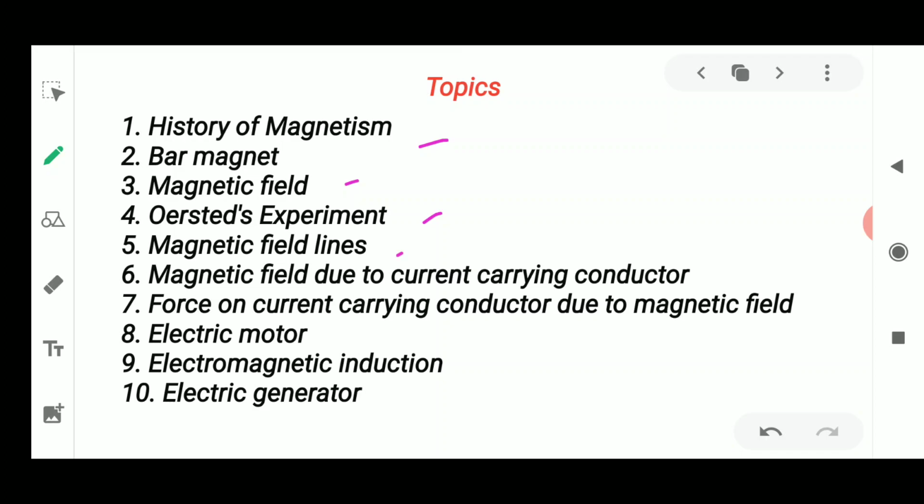Then magnetic field lines we'll discuss, and also the magnetic field due to an electric current carrying conductor. Then force on a current carrying conductor due to magnetic field will also be discussed. Then the electric motor, electromagnetic induction, and then the electric generator. So this electric motor and electric generator are various applications related with this magnetism concept. Okay, so we'll start with the topic.